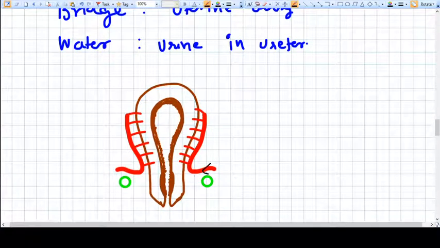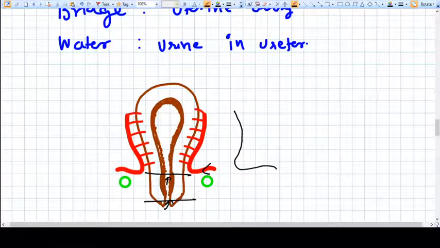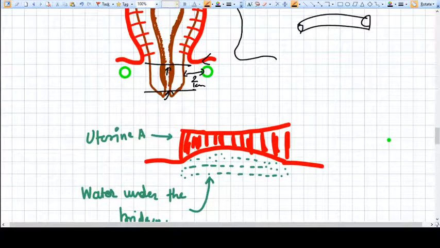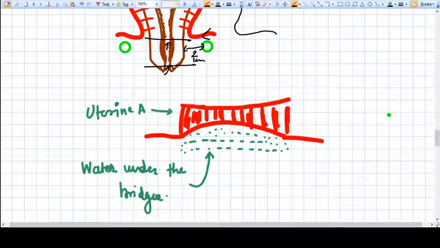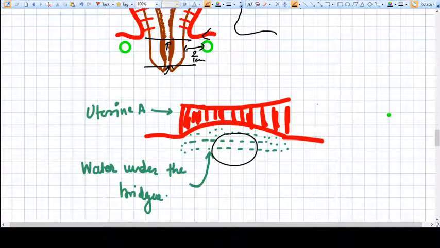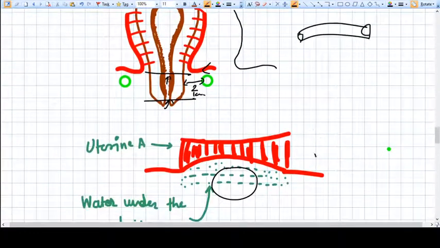This is the uterine artery. If you see, this is the level of the cervix. This is the external os and this is the internal os. At the internal os, the uterine artery takes a turn to the upward side. At that level, 2 centimeters lateral, the ureter is passing. So above is a bridge. This is the uterine artery, this is the bridge, and this is the water, that means urine under the bridge, symbolic of the ureter. And this is a very, very important site.